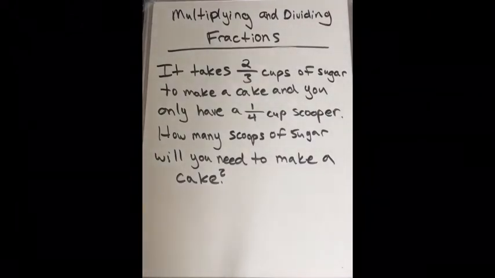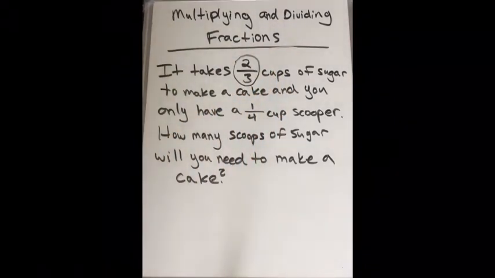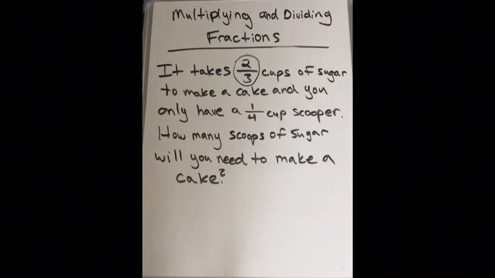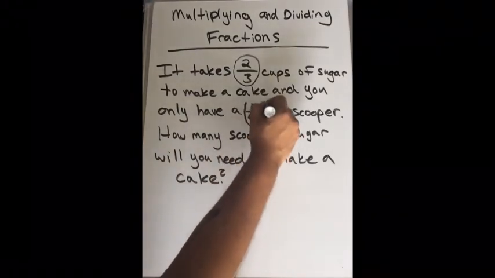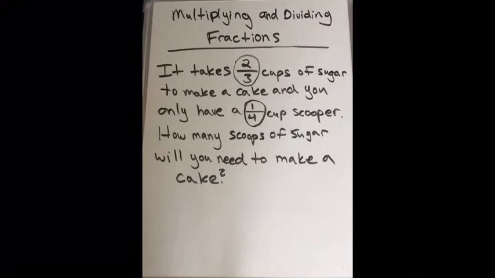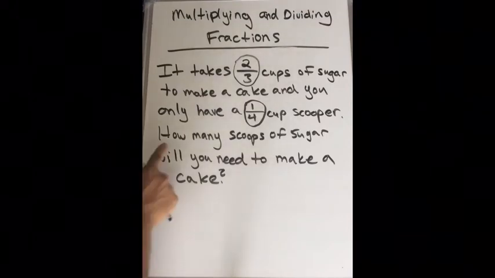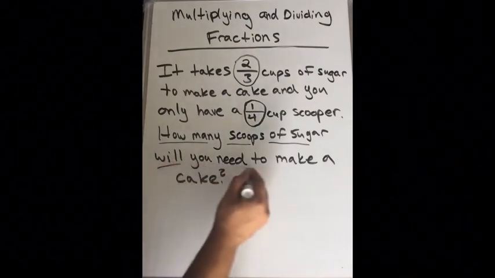It says here that it takes 2/3 cups of sugar. So I'm going to circle 2/3 because that's a pretty important thing for us to know, to make a cake, and we only have a 1/4 cup scooper. Sounds like this scooper is not the same as that one. So we're going to figure out what the question's asking. How many scoops, and I like to underline the question, how many scoops of sugar will you need to make a cake?